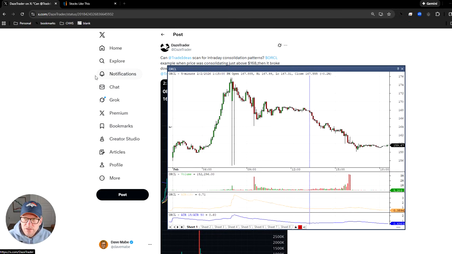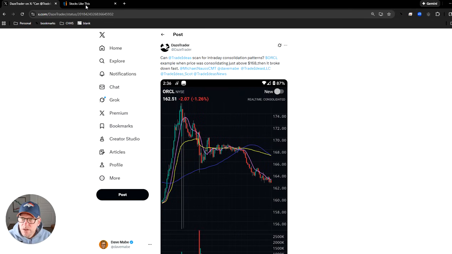There's a really nice tool called Stocks Like This that allows you to basically see what events occurred during a specific period. And this is a perfect way to use that tool to figure this out. So let's look at Stocks Like This. And again, this is Oracle, February 2nd. Looks like the move starts at exactly 1:15. So let's make a note here.